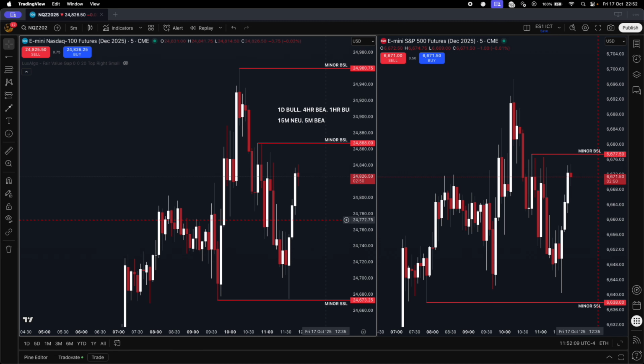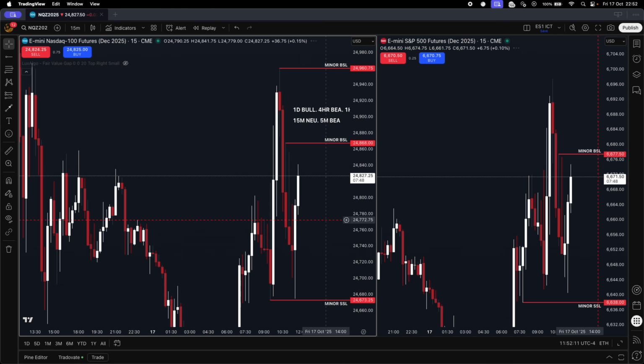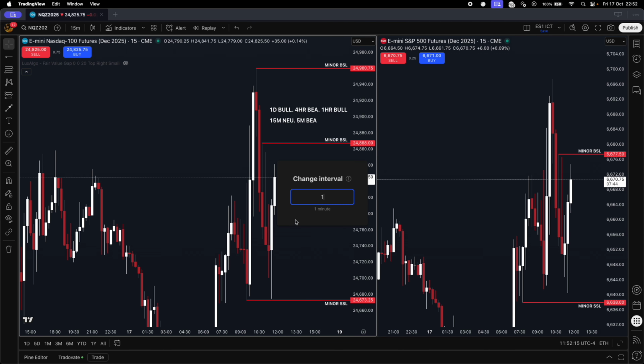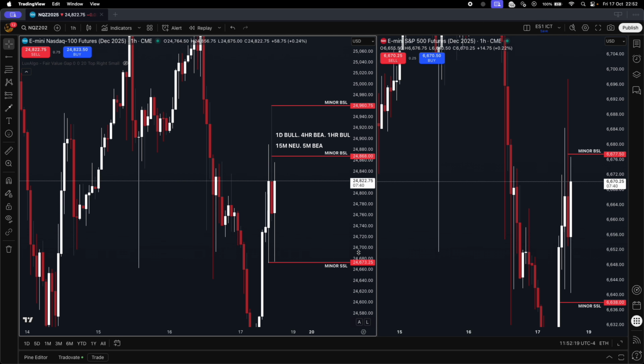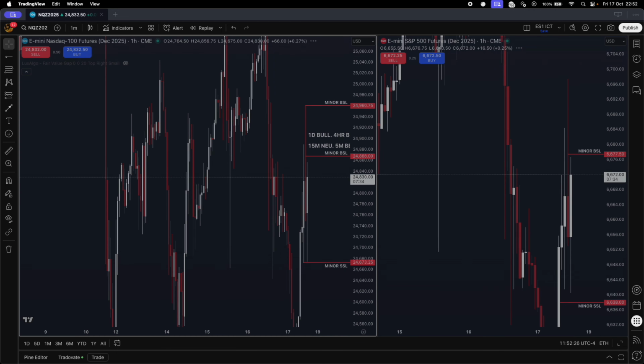5 minute inverse, so 5 minutes bullish, 15 minute, 1 hour. Has now shifted. What's that?